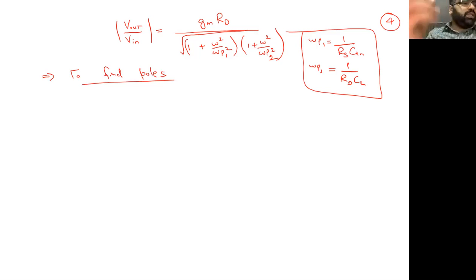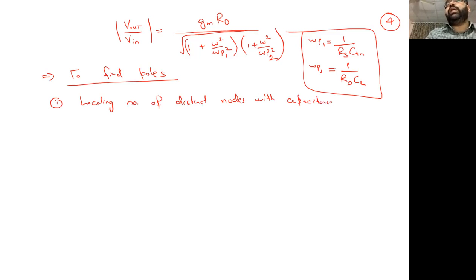To find poles, the first thing is locating the number of distinct nodes with caps. Because unless there is a capacitance value, we cannot find it out. So we need to have a capacitance value.